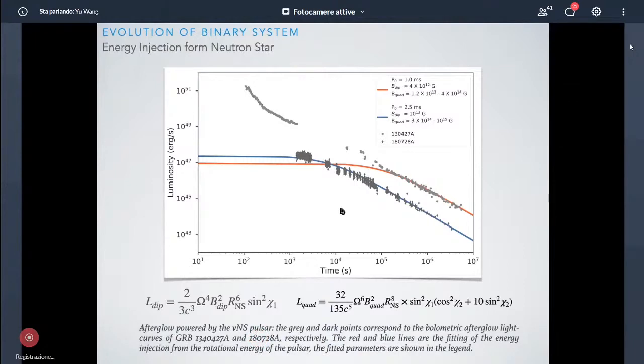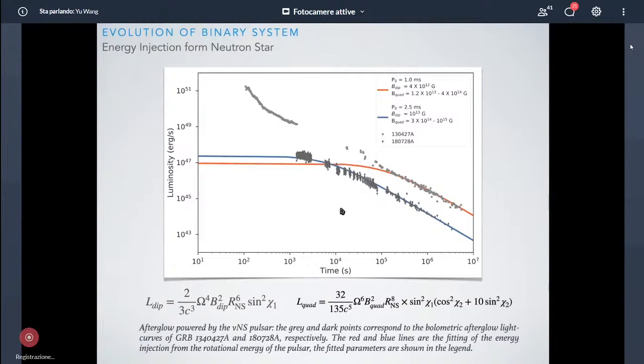The late X-ray afterglow of GRB 180728A follows a power law decay with a power law index of -1.3, from 24 seconds. Actually, both are following around -1.3. So we interpret it as this emission is powered by a pulsar. The fitting is the blue curve and the orange curve.